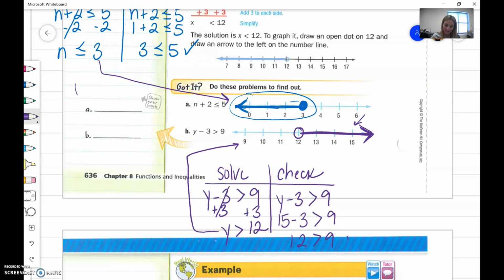Okay, yes, check done. 12 is greater than 9, so therefore we know we have done that correctly.